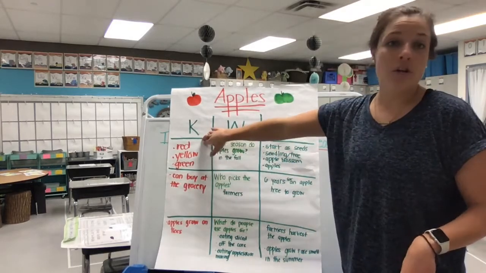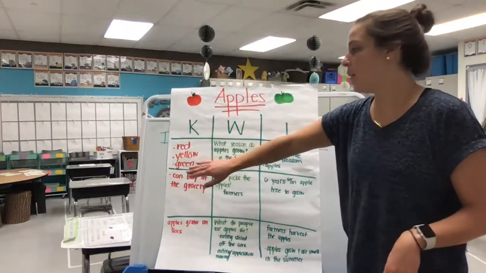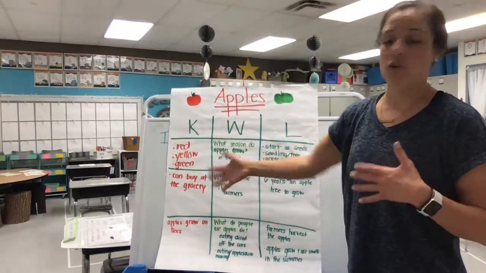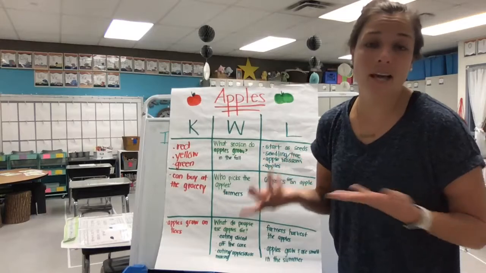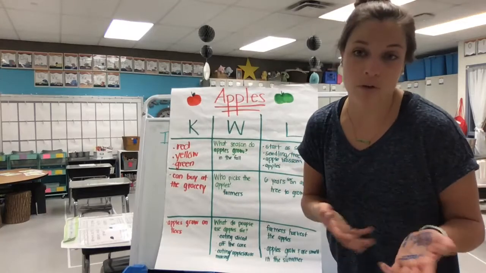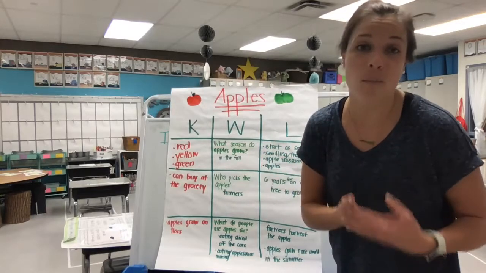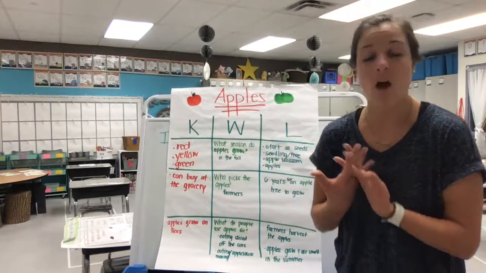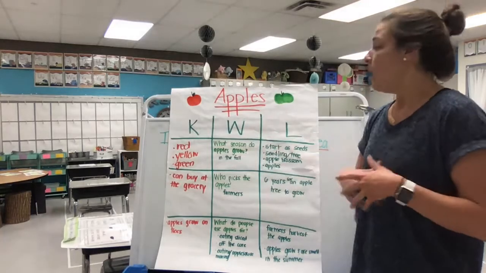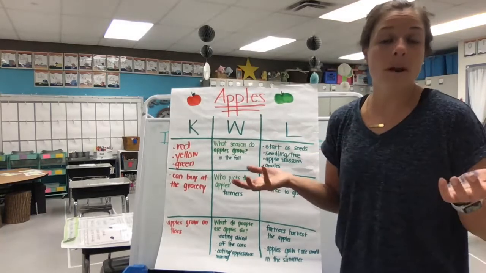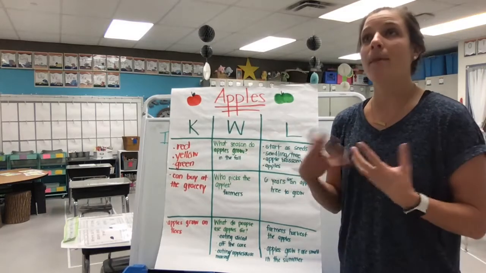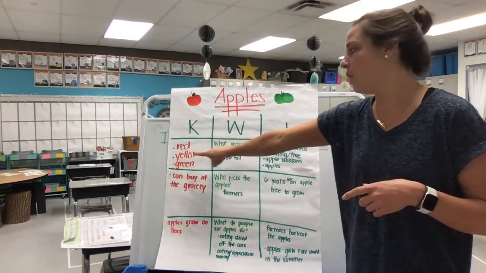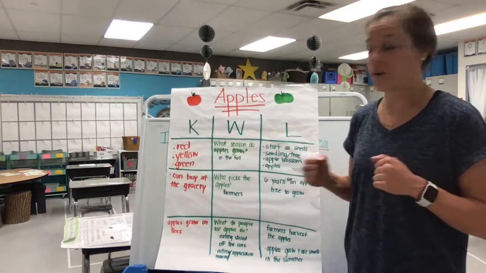We said we already knew that apples are red, yellow, and green. You can buy them at the grocery store. Apples grow on trees. Those are some things that our brains probably already knew about apples. Since you're not in class, we really don't know, but I'm just going off of what our friends in the past have told us. Our W stands for what we want to know. So as readers, we asked ourselves some questions and thought, ooh, I'm going to use my schema and think about, okay, well, I already know this about apples. What do I want to learn?